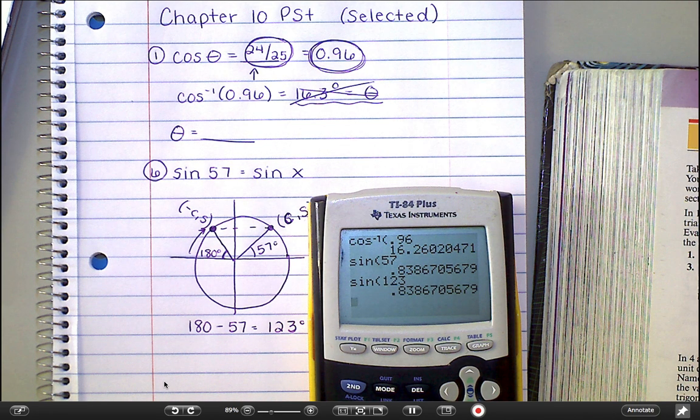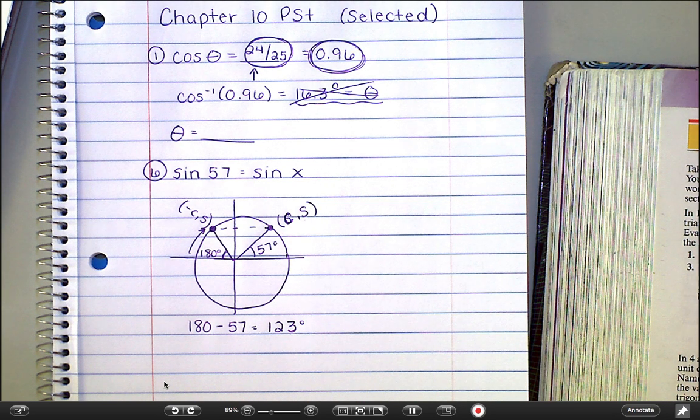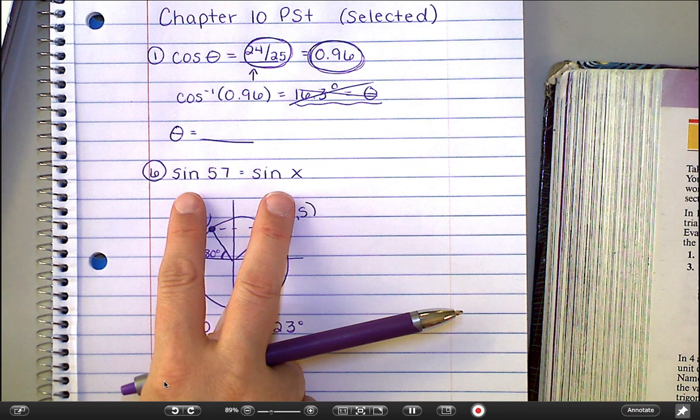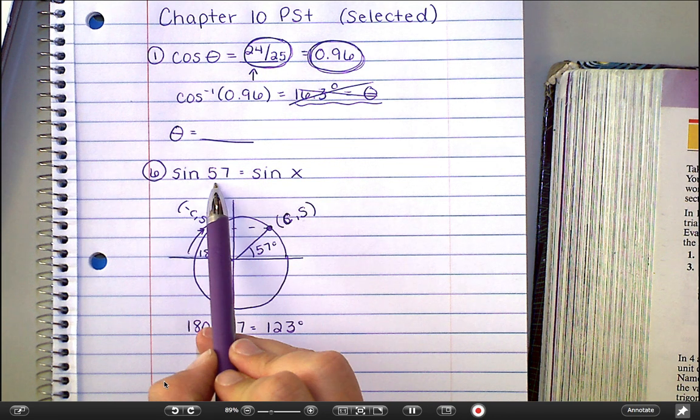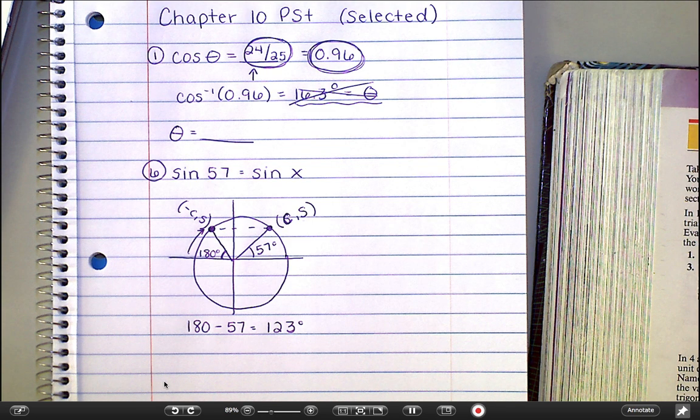123.8386. Okay, the exact same value because of this relationship going across the circle. So anytime you're trying to find two angles that have the same sine, which is what this is asking for, you can find the one angle and then subtract from 180 to get the other.